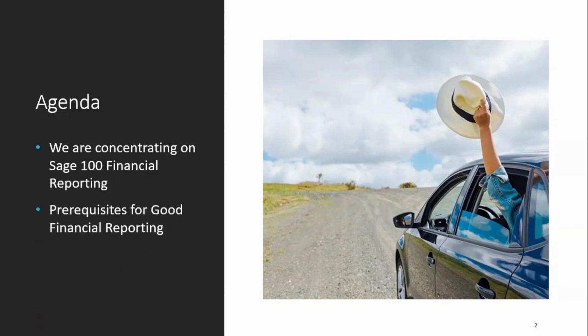What we're going to be talking about are the prerequisites for good financial reporting. And the format that we're going to follow is I'm going to talk about some of the setup and things in Sage 100 that actually matter to provide good financial reporting. And then Kara is going to talk about it from the perspective of an auditor and explain to you why those things really matter. And then I will show you in the software what I was referring to.